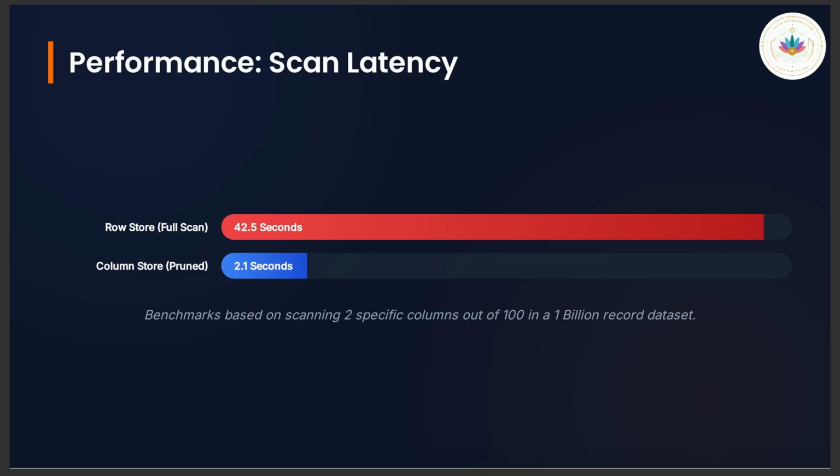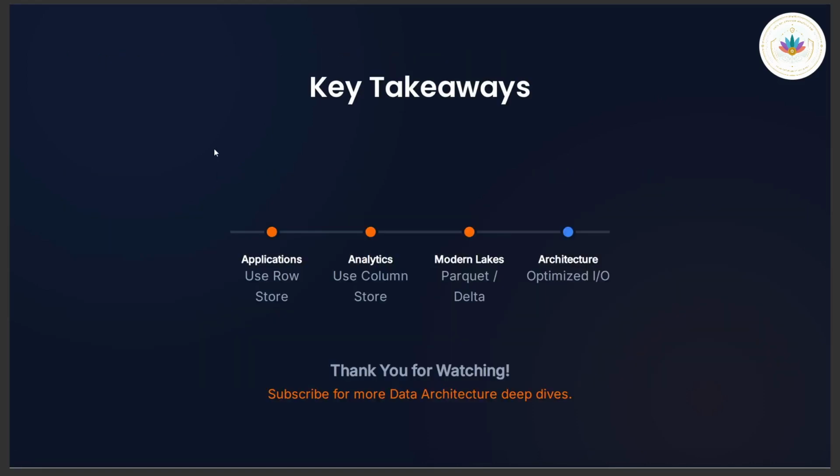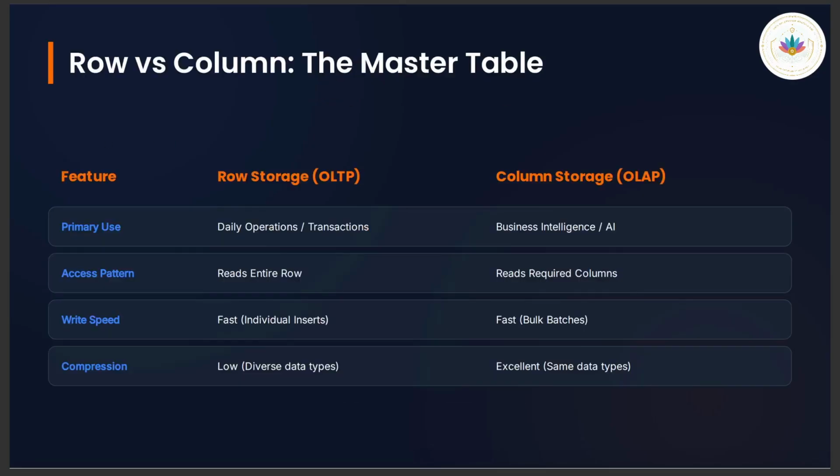To summarize everything we talked about, let's look at this definitive comparison matrix. This is the takeaway you will want to remember for your design docs or in your next technical interview. Row storage is built for OLTP. Its bread and butter is handling fast individual transactions by reading and writing entire rows at a time. It is optimized for fast updates, which is why it powers engines like SQL Server, Oracle, and PostgreSQL.